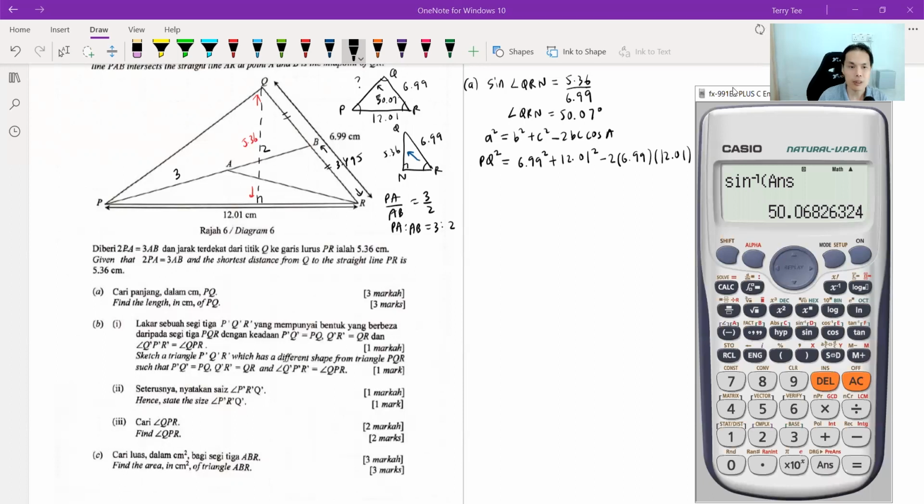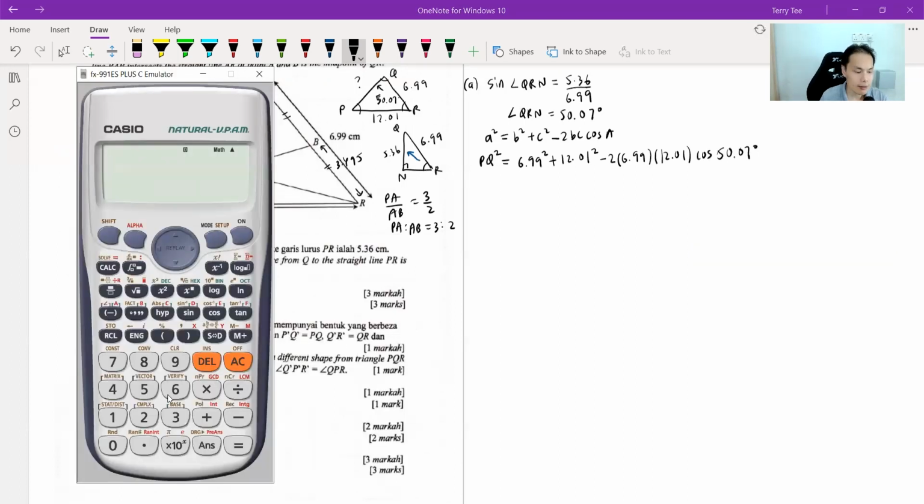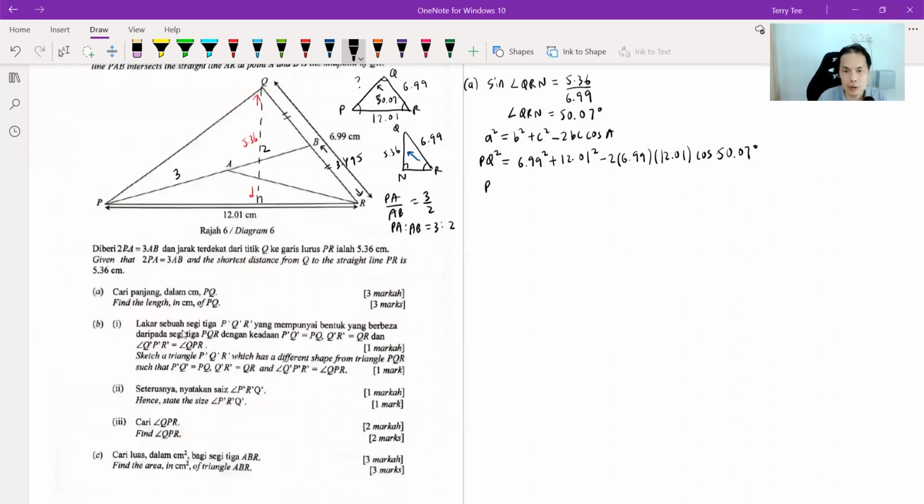Okay, let's use our calculator. Let me show you here. We start by writing square root of 6.99 squared plus 12.01 squared minus 2 times 6.99 times 12.01 times cos 50.07, close bracket, equals. I got 9.238. PQ is 9.238. You don't have to write a lot of steps, but please don't calculate and leave it in decimal and then square root. Do it in one shot, one step. After all, only 2 marks are given, 1 for the formula, 1 for the final answer. Writing additional steps is just not necessary.